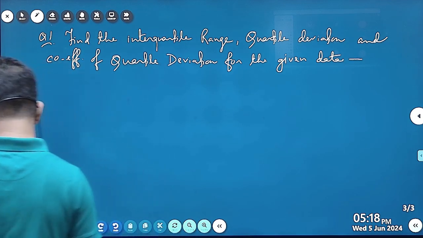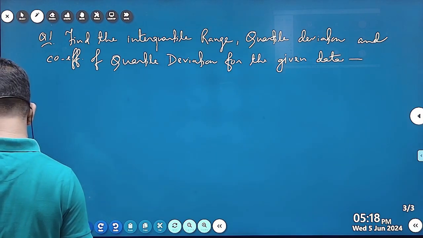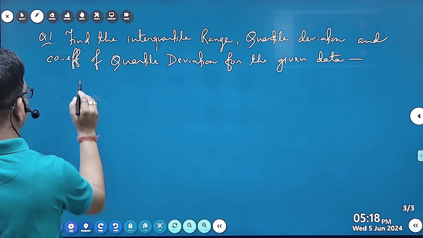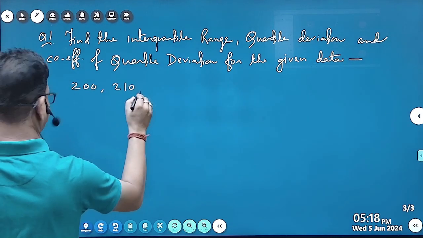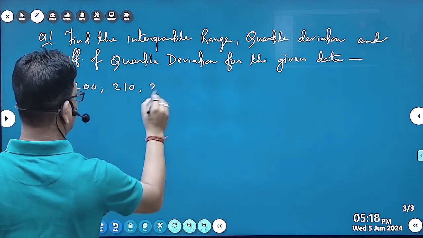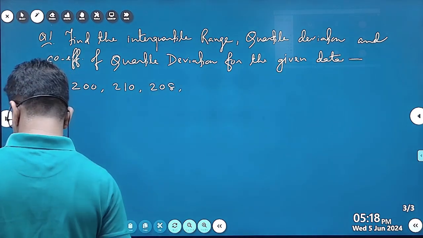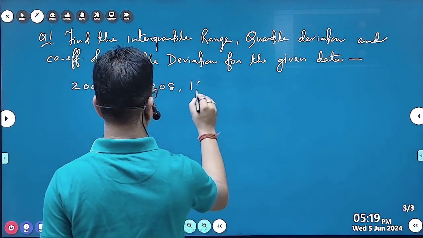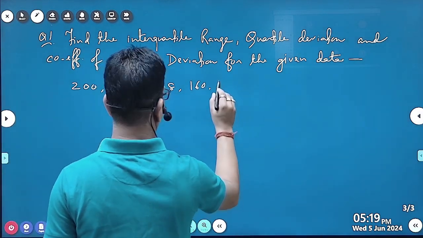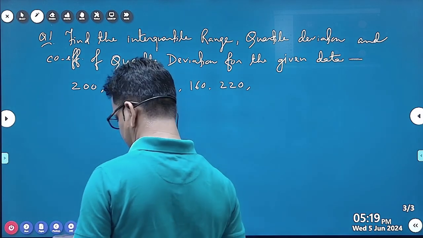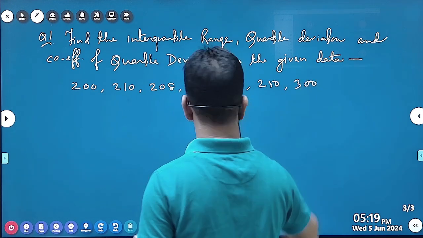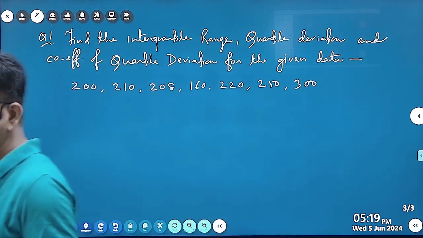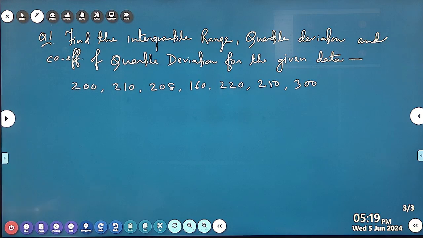Now, this is given like 200, supposing 200, then 210, then suppose 208, suppose 160, then 220, and 250 and 300. Okay. Then, so let's start this.